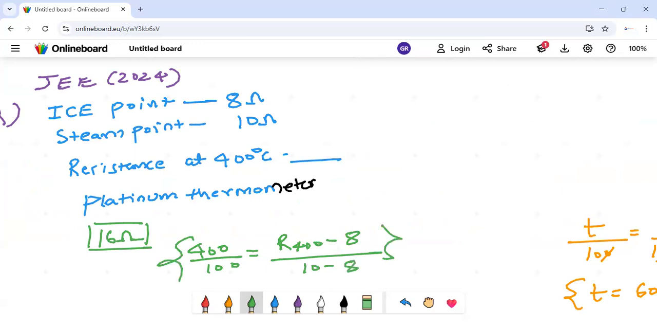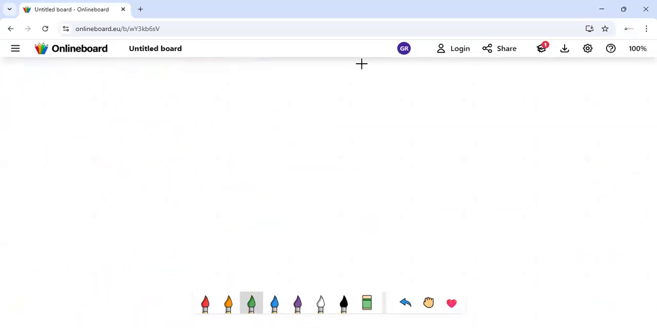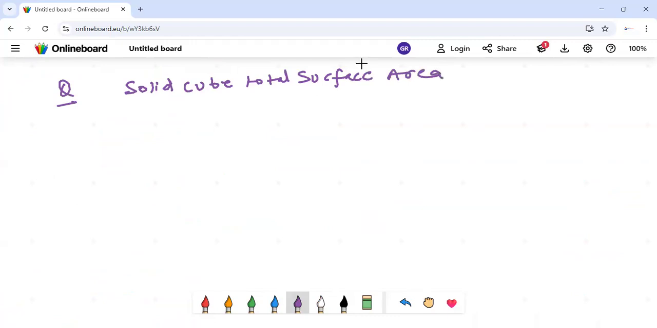All right, let me take another question here. The question is: a solid metallic cube of total surface area 24 meter square is uniformly heated.